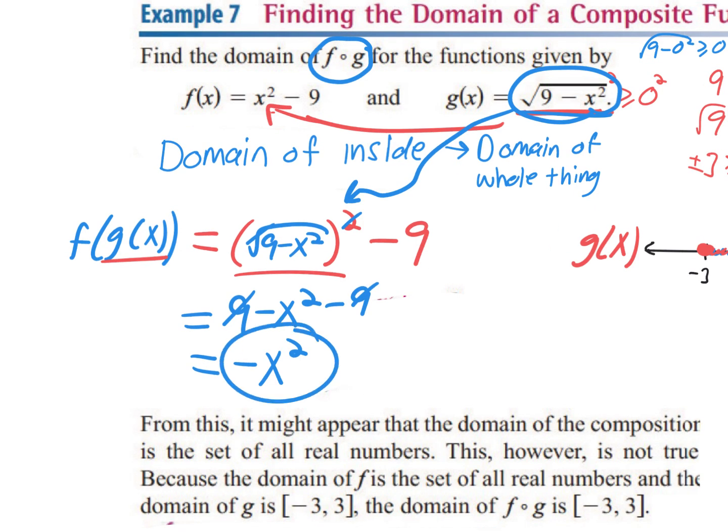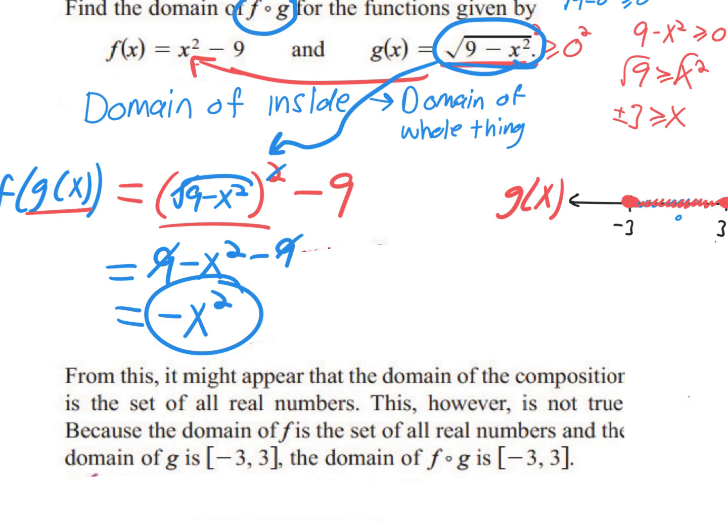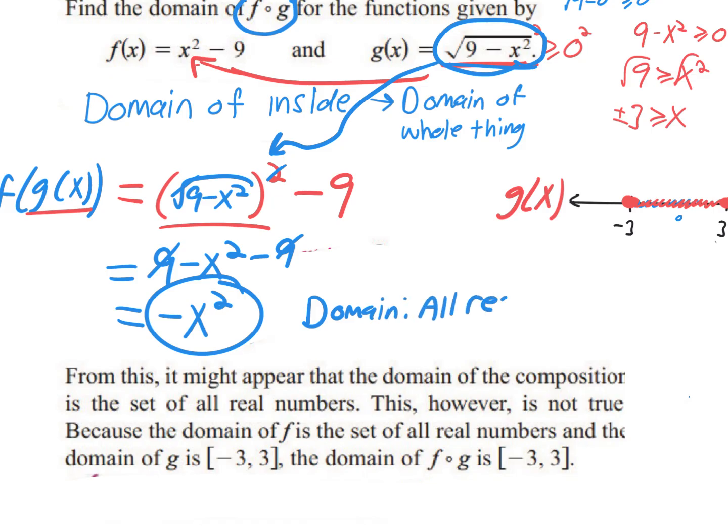So this is the composition of the two functions. But what's the domain of that? Does that have any restrictions? X squared, negative x squared? Is it like a fraction or anything? Can I not have 0 in the bottom or something like that? This is pretty normal. So this domain is all real numbers. So the domain is all real numbers.